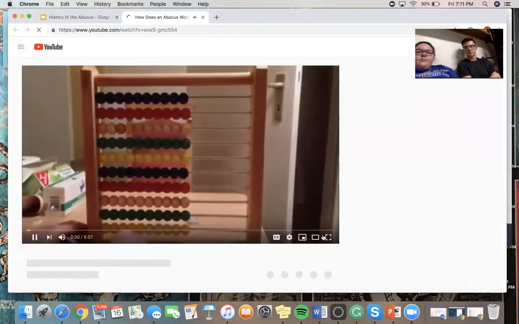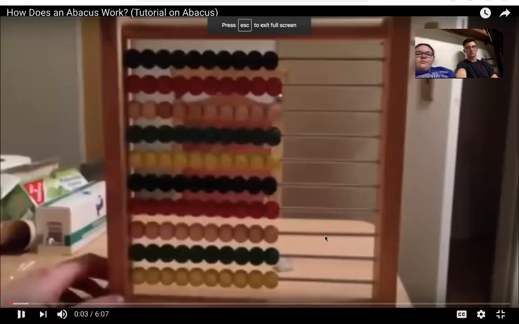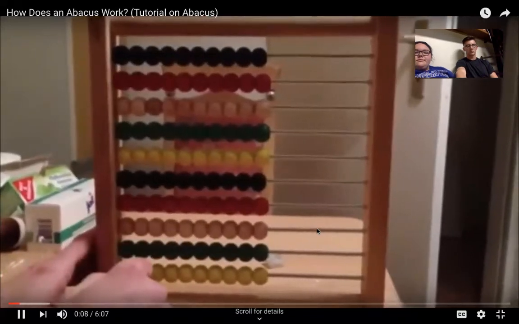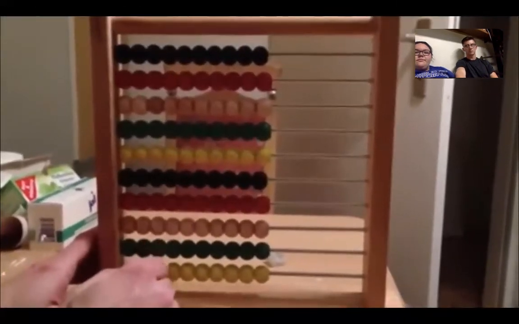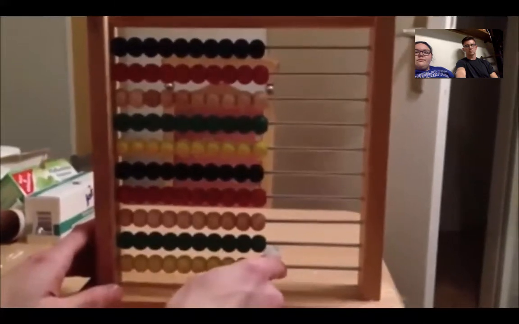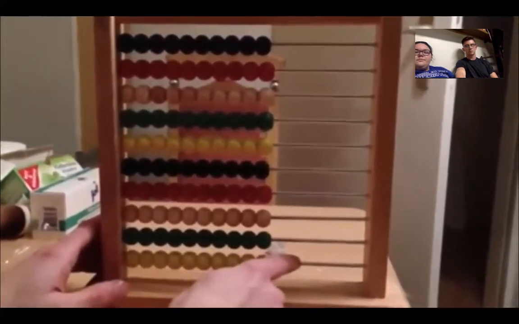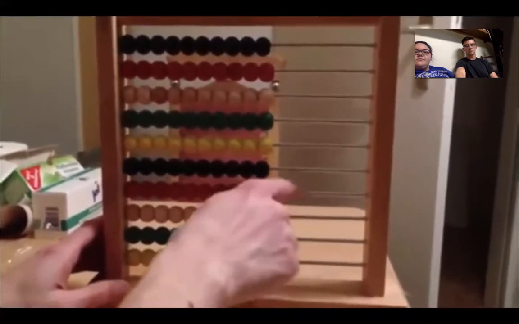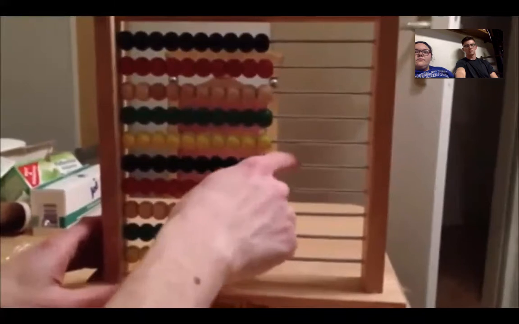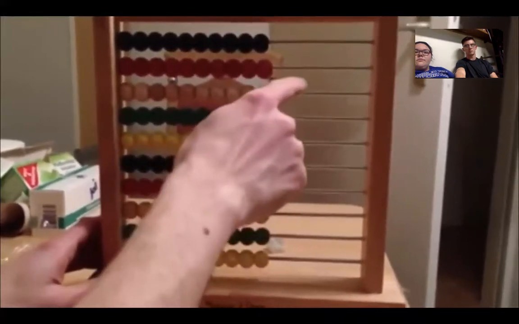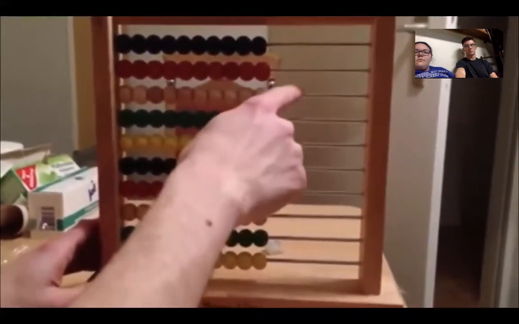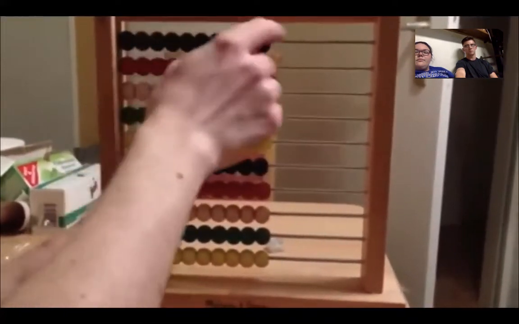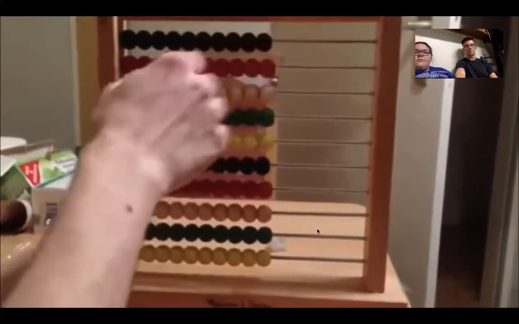The abacus is an ancient calculating tool and is constructed in the power of tens. So that means that here we have the units, then we have the tens, the hundreds, thousands, 10,000, 100,000, 1 million, 10 million, 100 million, and the millions, the billion.